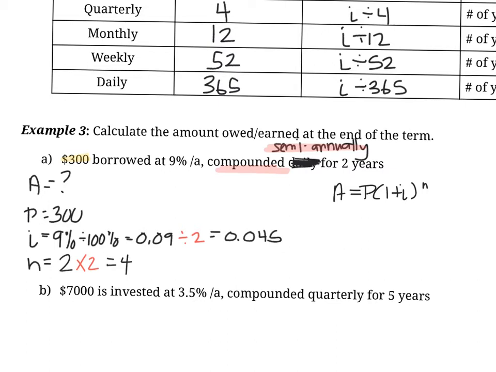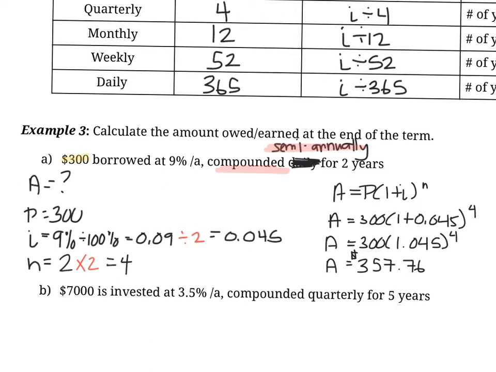So if you're back, you should just have our final solution, filling in our A, P, I, and N. So this is the answer that you should have, $357.76. So we just threw in our P, our I value is not our original one, we had to divide it by 2, and our N value is 4. And here's our final answer.